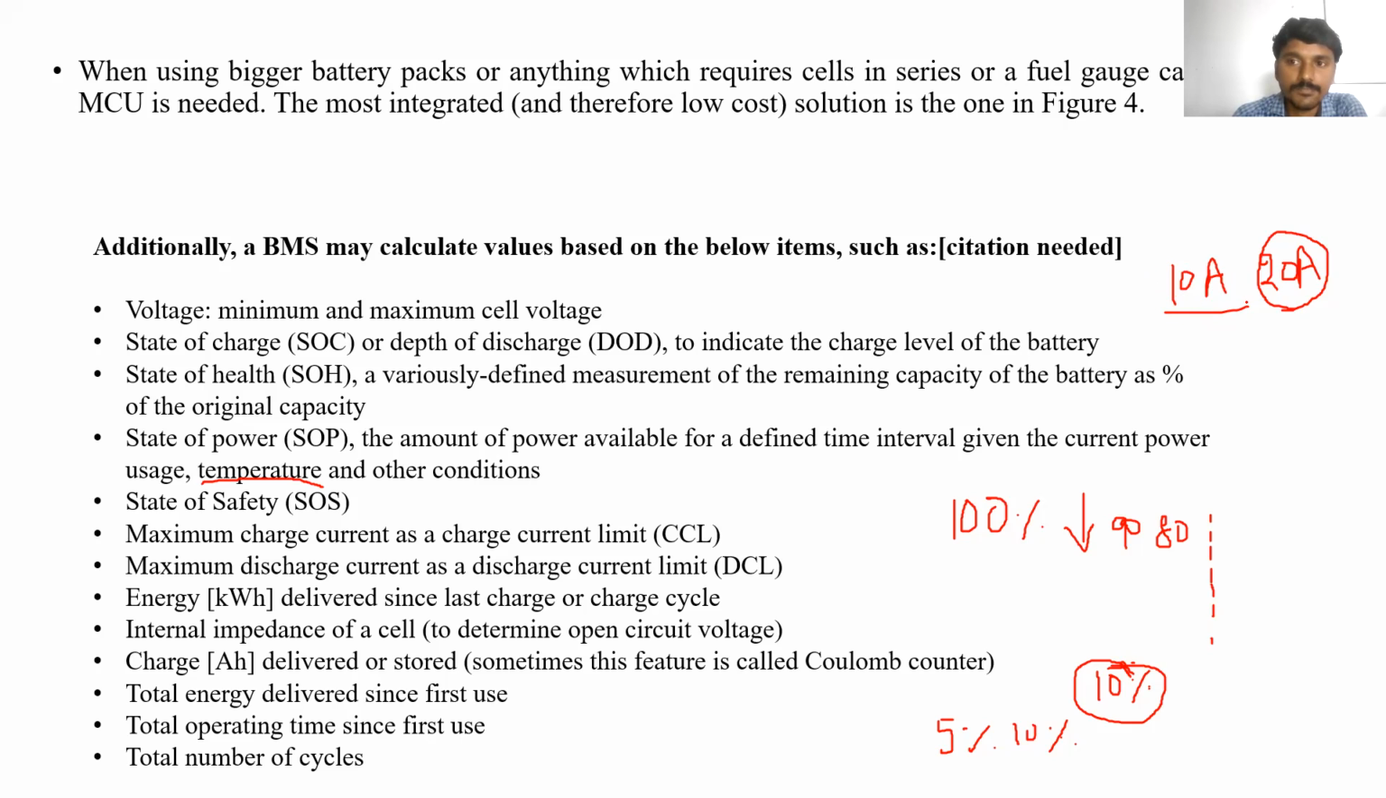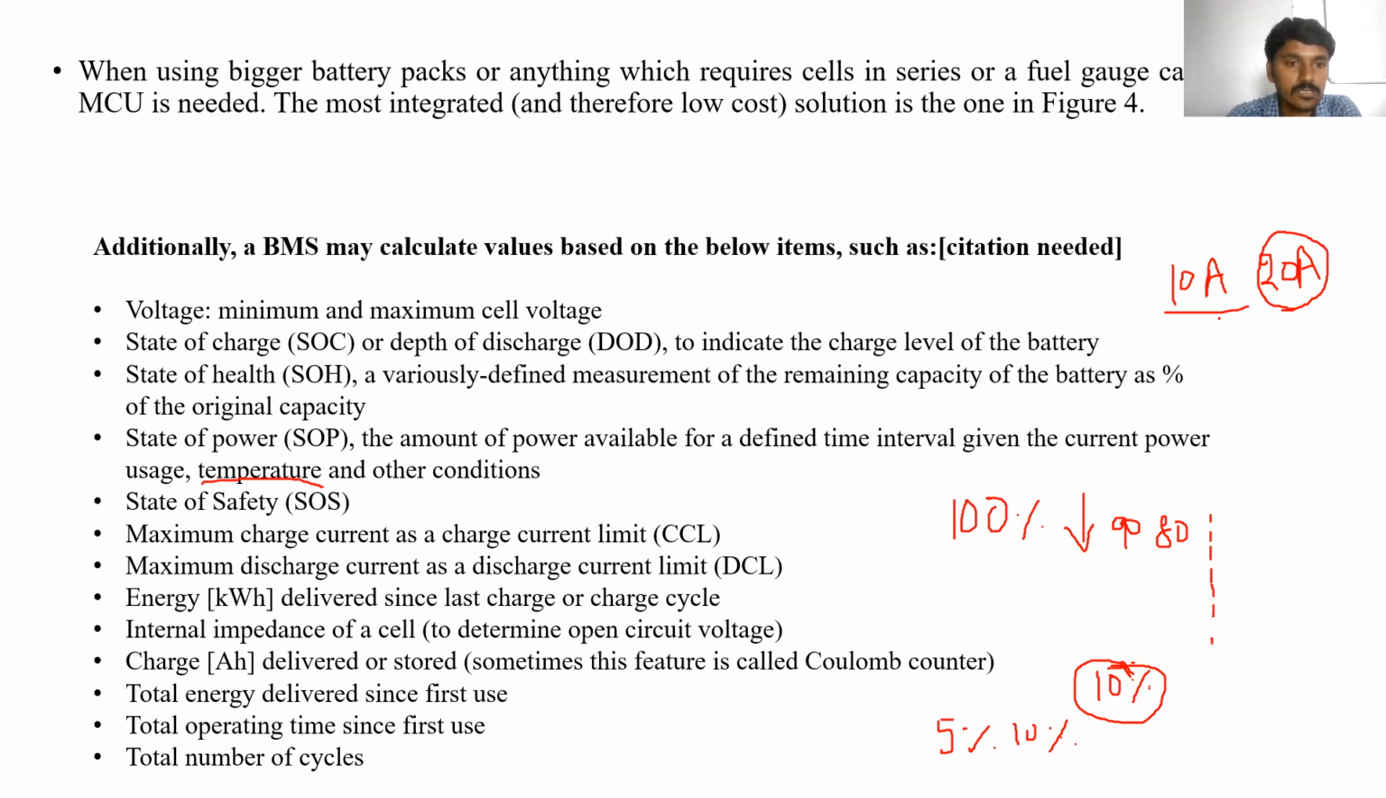So then what will happen? The battery is going to be damaged. So that's why during the charging time, the charging current should not be increased beyond the rated value. So this is also the responsibility of the battery management system.